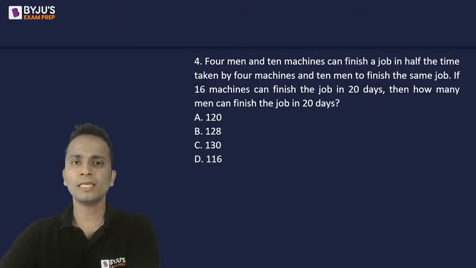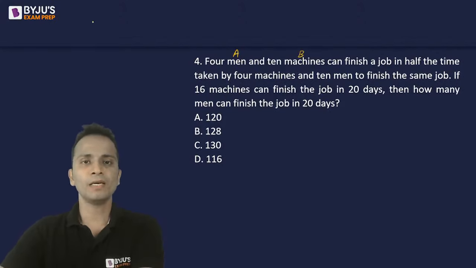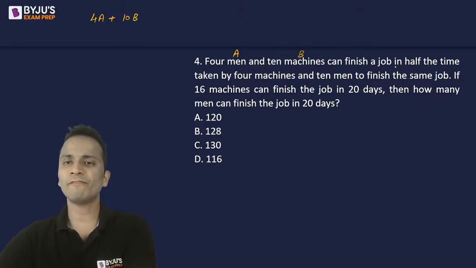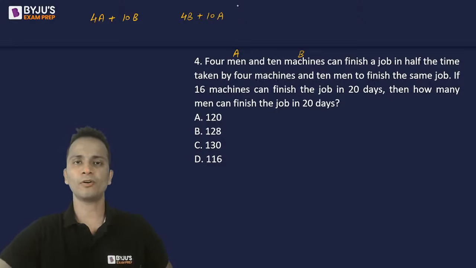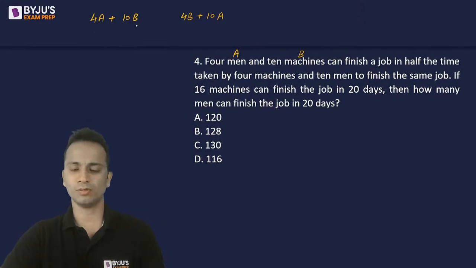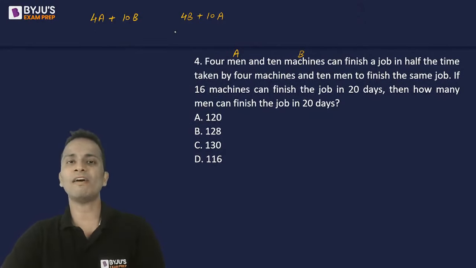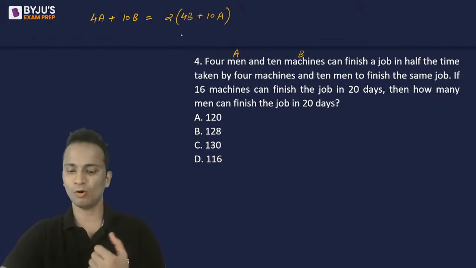Okay, now I'll consider men as A and machine as B. Okay. Now, first of all, 4 men and 10 machines, they are working, and they can finish the job in half the time taken by 4 machines and 10 men. All right. Now, why could the first set of workers finish the job in half the time? Because their efficiency is twice as that of the second set of workers.